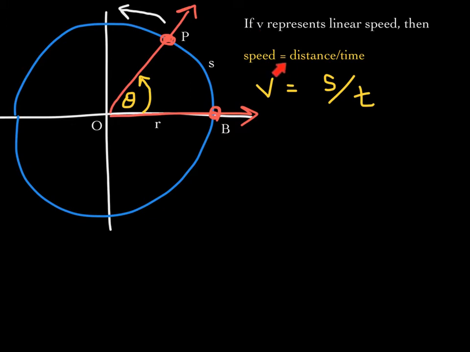Speed is equal to distance over time, right? We know that formula already. Speed is equal to distance over time. So V, the linear speed, is equal to the distance. S is the arc that is traced by point P. So S stands for distance, over time.